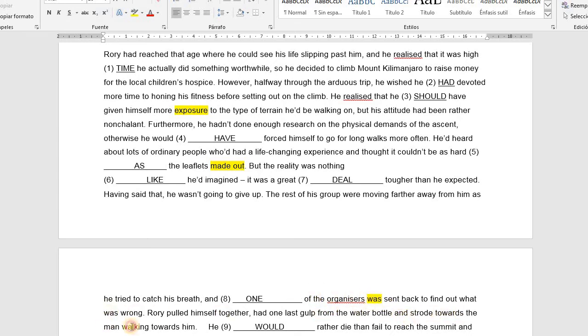Strode towards the man walking towards him. So one of the organizers was sent back, because that's the man walking towards him. So he was. That's what you have to say. And I would rather is would, not had. He would rather. So you write an extra sentence with the structure involved, and you record this in part 2.